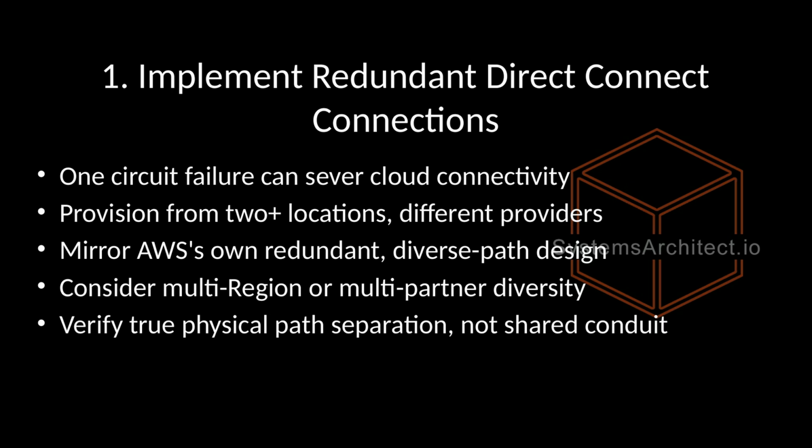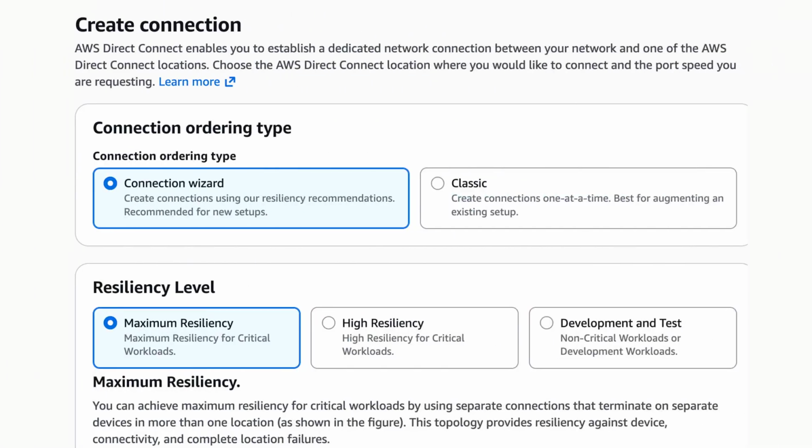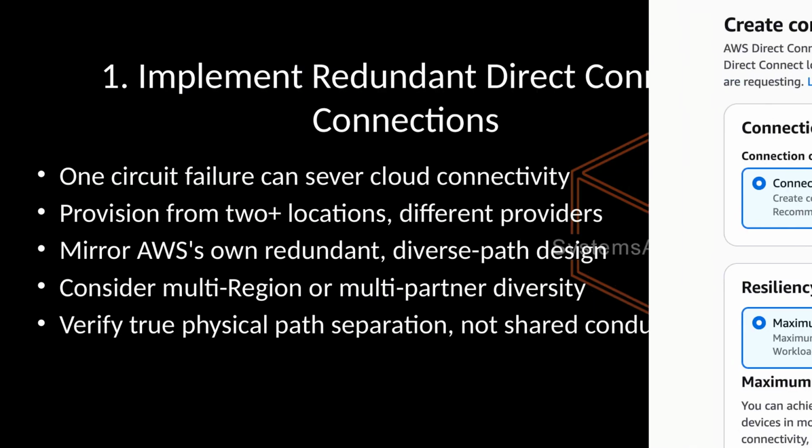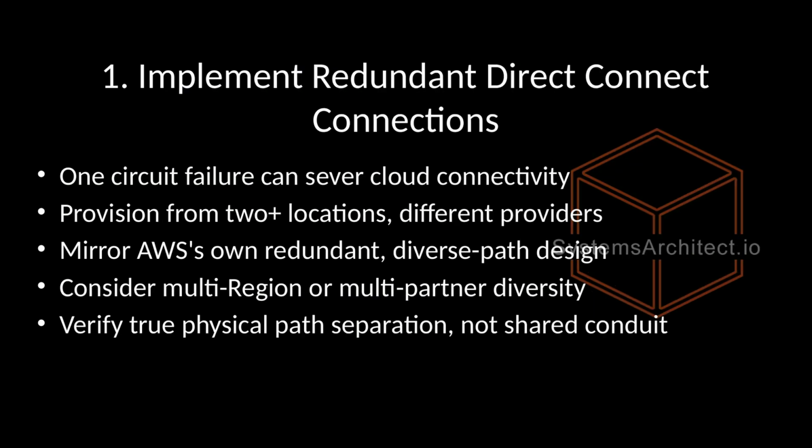1. Implement redundant Direct Connect connections. Example: why does a single circuit matter so much? Relying on one Direct Connect circuit is risky. One cut fiber or one facility outage can sever your AWS connection entirely. The stronger approach is 2 separate Direct Connect locations. Ideally, those are served by different network providers. Business-critical workloads often go even further, splitting across 2 AWS regions entirely. That diversity costs more upfront, but it's far cheaper than the downtime one point of failure eventually causes.